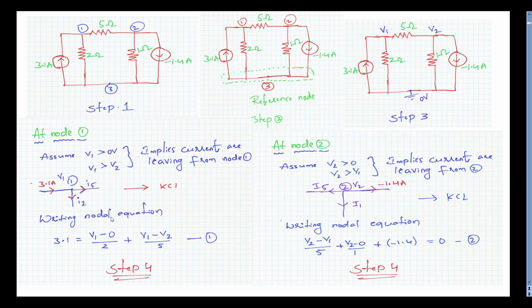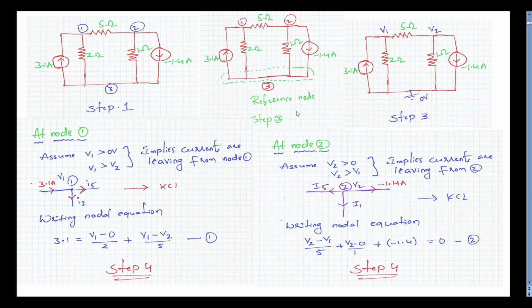I5. Now, Ohm's law: I equals V by R. What is the voltage across this 5 ohm resistor? V1 minus V2 divided by 5. It is nothing but Ohm's law: I5 equals voltage by resistance. The voltage is V1 minus V2, and the resistance is 5 ohms. This is equation 1.